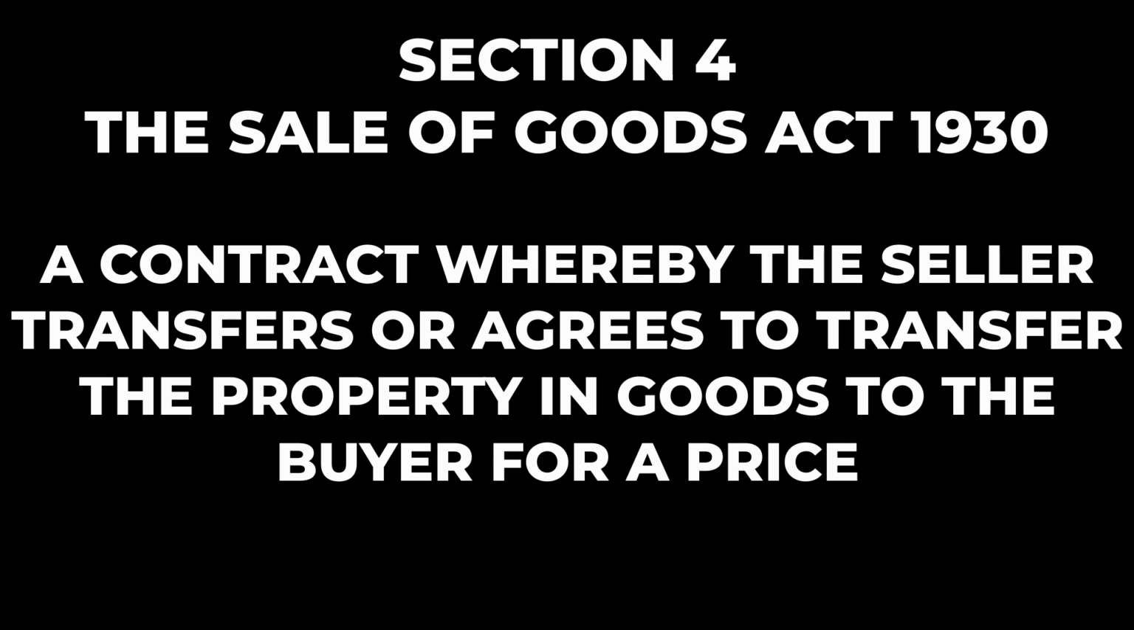Now, what is the definition of sale of goods? As per Section 4 of the Sale of Goods Act 1930, a contract whereby the seller transfers or agrees to transfer the property in goods to the buyer for a price. So some features of the Sale of Goods Act: one thing is seller and buyer is there, two parties are there. Then the seller is transferring the ownership to the buyer. Then it's for a price. So I will list the features of the Sale of Goods Act now.